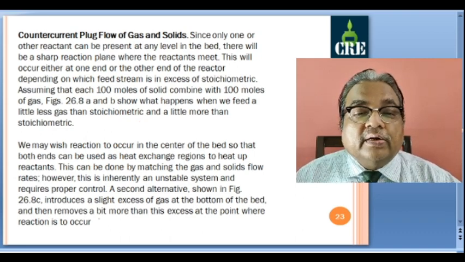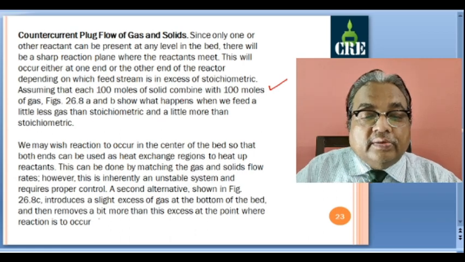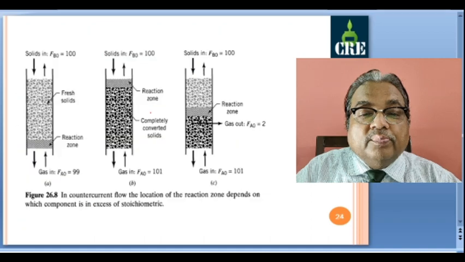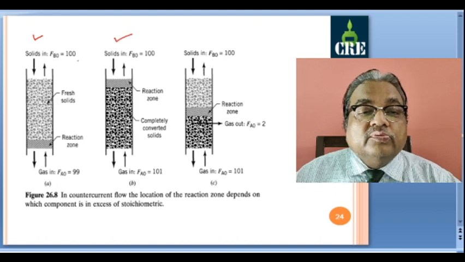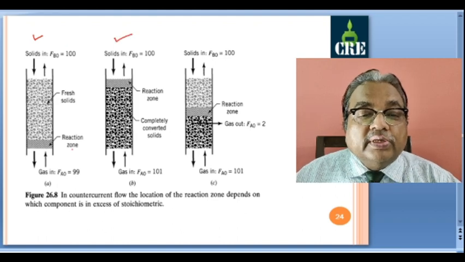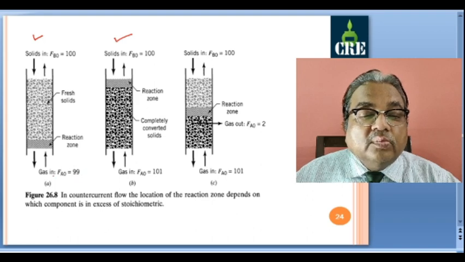So, if we assume that 100 moles of solid combines with 100 moles of gas, stoichiometry is 1:1. We will see two examples here, figure A and figure B. Stoichiometry is 1:1, so 100 moles will need 100 moles. Here in the first case we are supplying a little less than the stoichiometric quantity, that is 99 moles of gas per unit time.